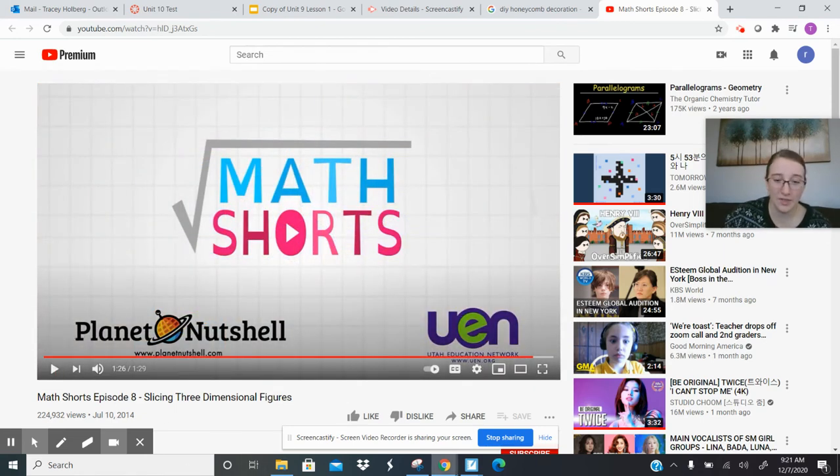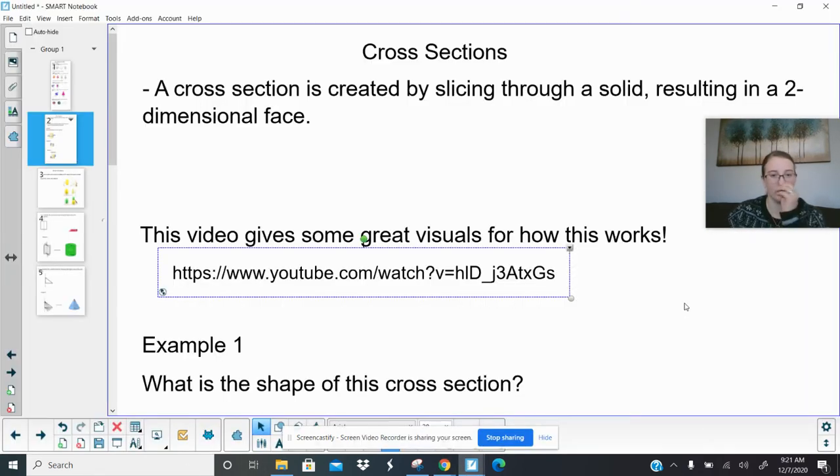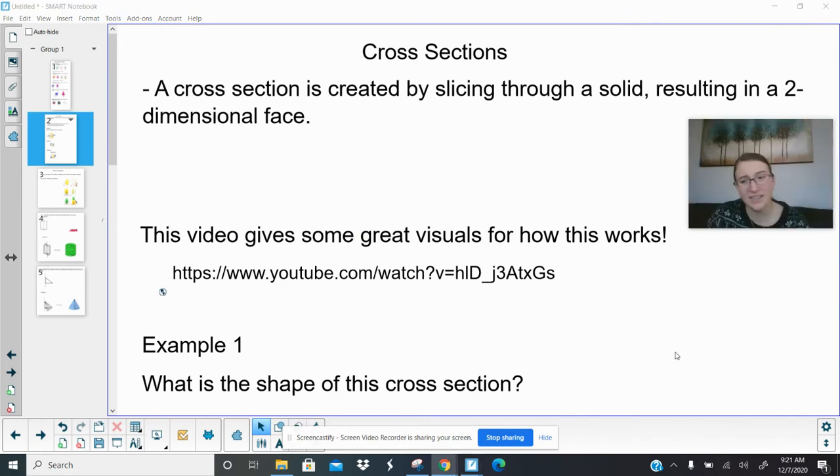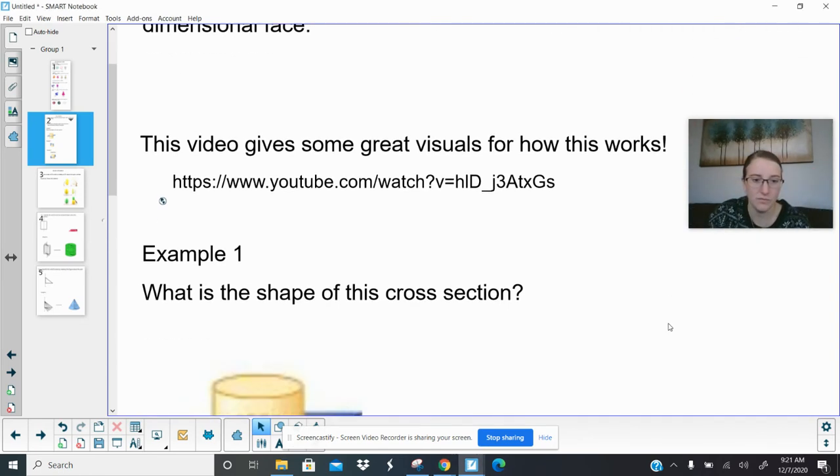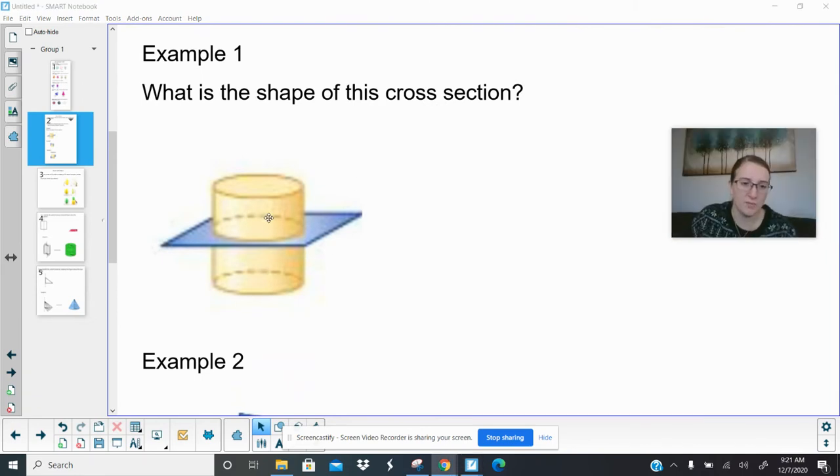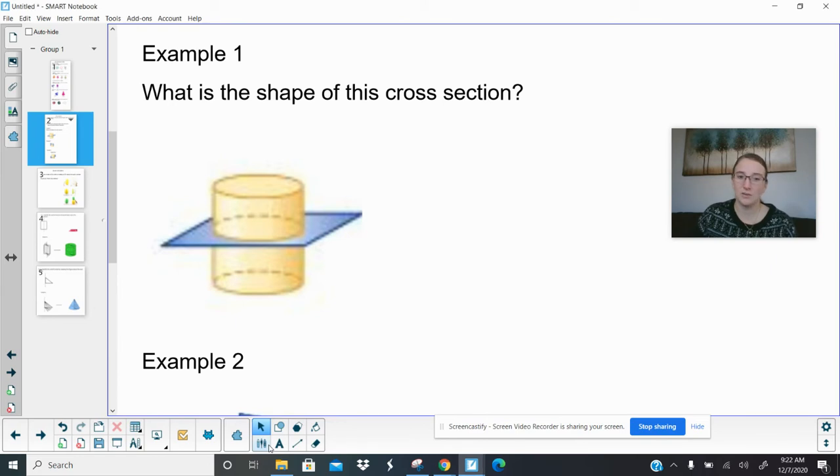So I hope that helped visualize what's going on here when we're talking about cross sections. It was really important to try and just visualize this like you're slicing something, then taking that shape out and looking at it. So looking at this picture here, this is how the picture is going to be given to you. What is the shape of this cross section? Once again, I don't recommend you draw this. You can maybe take a picture with your phone if you want to, but here's our cross section that we're looking at. If you can see that there, they highlight it.